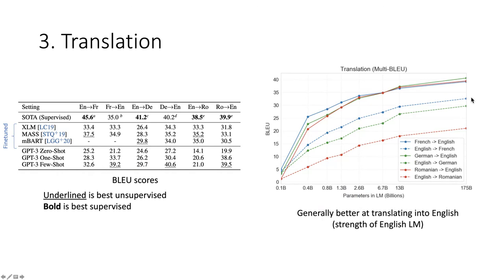That's because most of the training data is in English, and so it's a very strong English language model as opposed to, let's say, a German language model. So when you're trying to generate German text, it's not going to perform as well as English text. But still, it's doing really, really well. For instance, from French to English, it's doing better than a supervised state-of-the-art translation system, which is pretty crazy. And again, no fine-tuning whatsoever.